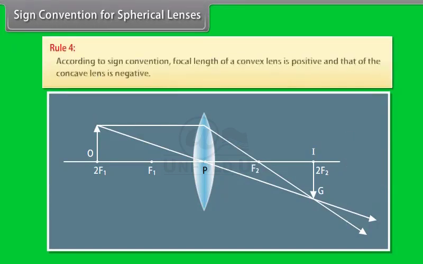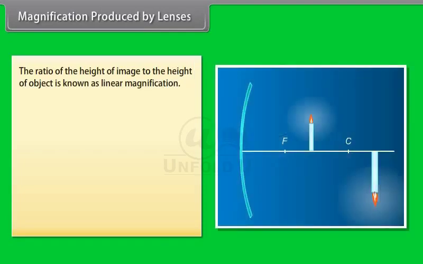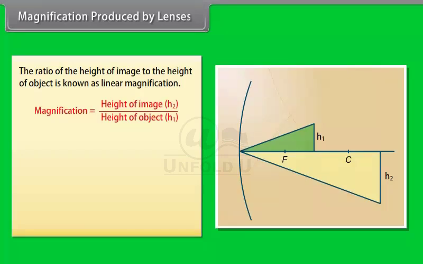Rule 4: According to sign convention, the focal length of a convex lens is positive and that of a concave lens is negative. Magnification produced by lenses. The ratio of the height of image to the height of object is known as linear magnification. Magnification is equal to height of image h2 upon height of object h1. M is equal to h2 upon h1, which is equation 1.